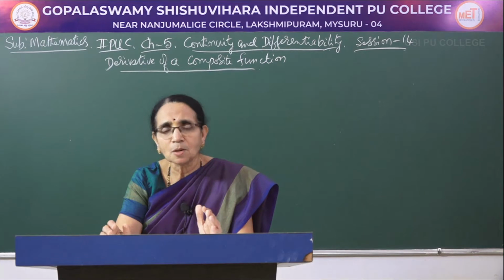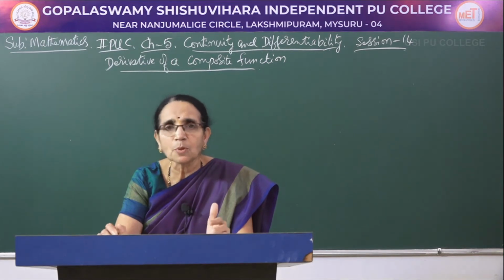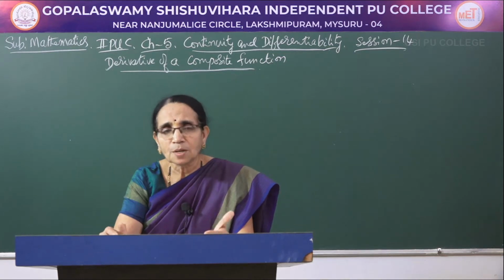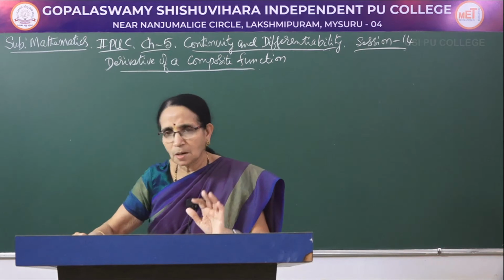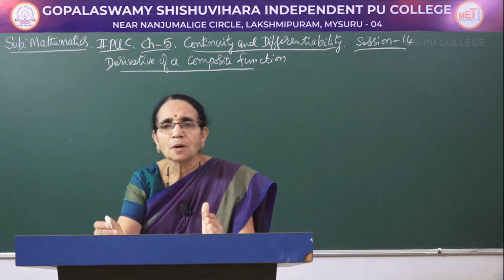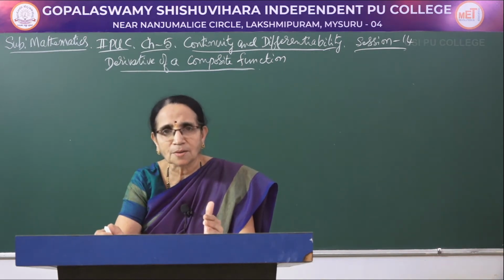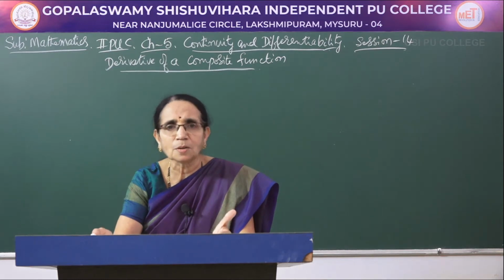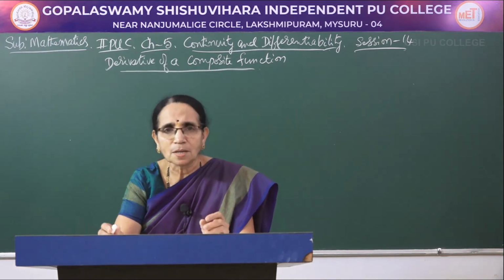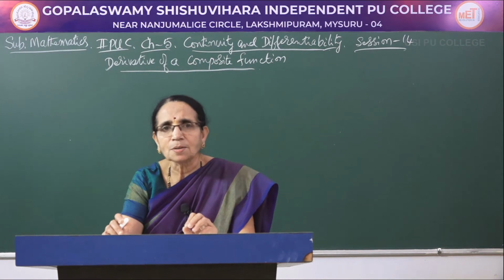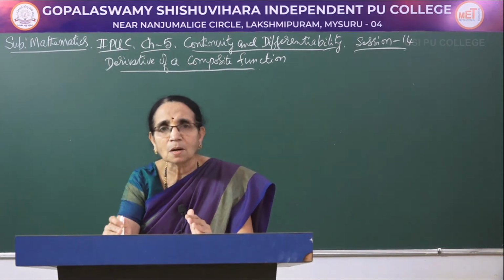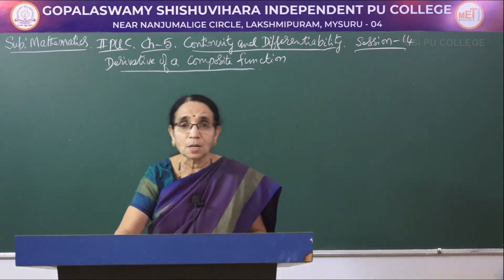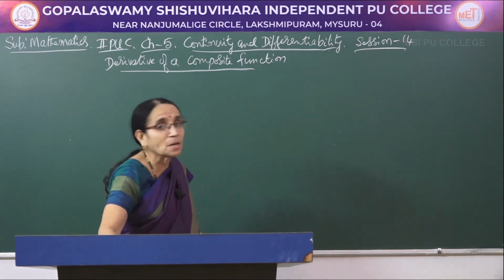Now, you have already learnt what you mean by a composite function, or a composition of functions, in the first chapter, relations and functions. So, again I am recalling here, a composite function means if y is a function of x, and x is a function of some other variable, we call it a composite function. Let me consider an example, and then we will know the concept of the composite function and how to find the derivative in a better way.